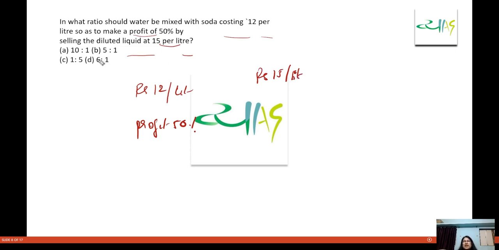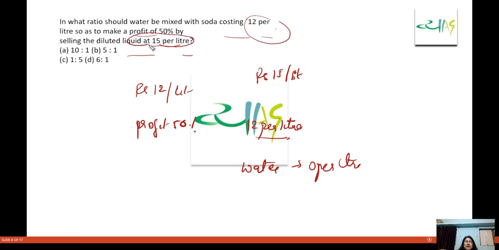So what are they doing? In what ratio should water be mixed with soda costing 12 per liter? Okay, so soda is 12 per liter. And water you are getting free. Water is free, 0 per liter. Fine. Now, it is asking in what ratio should water be mixed with soda so as to make a profit of 50% by selling the diluted liquid at 15 rupees per liter.